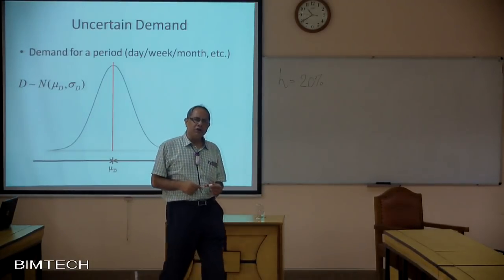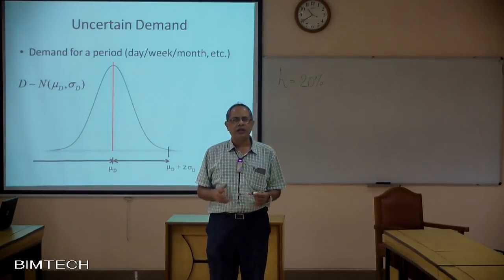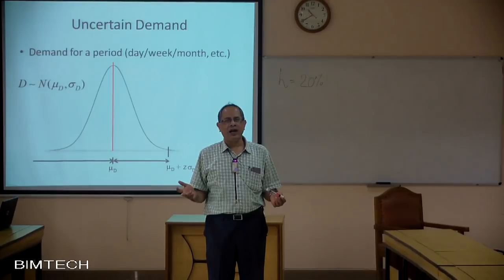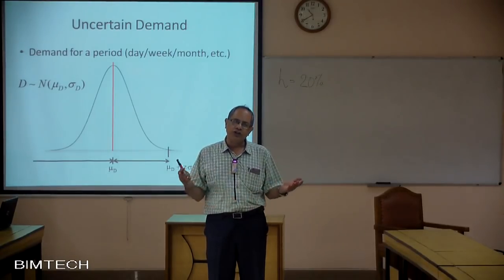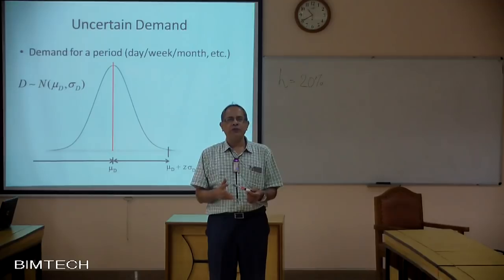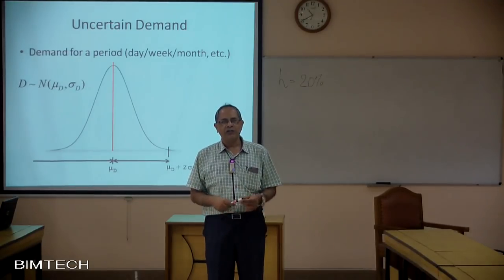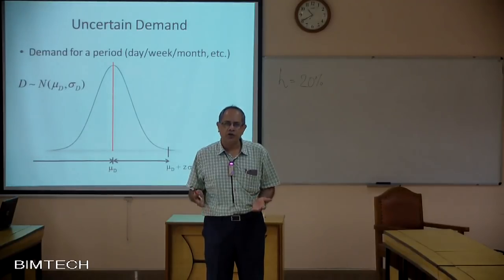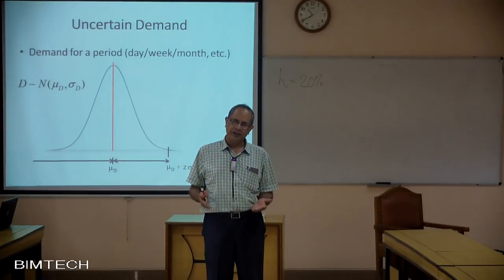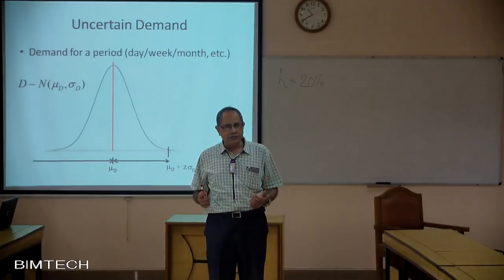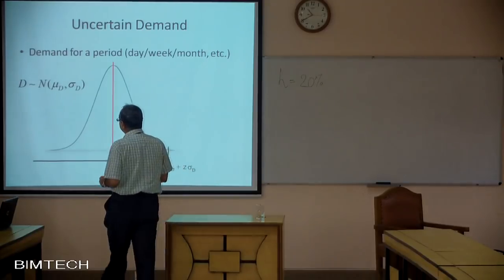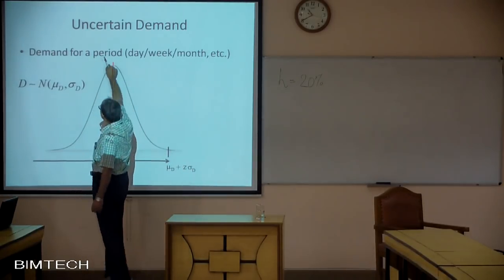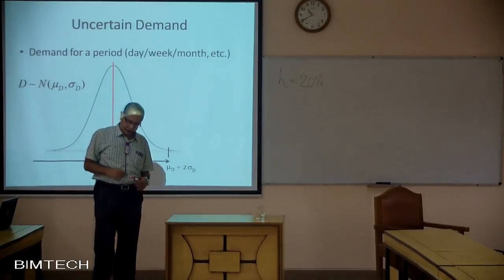Now, whenever we talk about demand, there has to be an associated period for which the demand is. If I say that the demand is 5,000 units, it would not make any sense to anybody because I have not specified 5,000 units for what period? Is it the daily demand? Is it the weekly demand? So therefore, when I say that we know the demand distribution, we are saying that we know the per period demand.